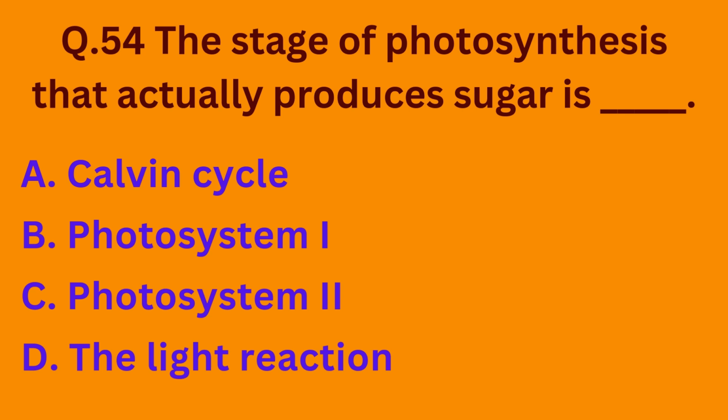Our next question is, the stage of photosynthesis that actually produces sugar is dash. Option A, Calvin cycle, option B, photosystem 1, option C, photosystem 2, and option D, the light reaction. So students, the stage of photosynthesis that actually produces sugar is Calvin cycle. So the correct option is option A.